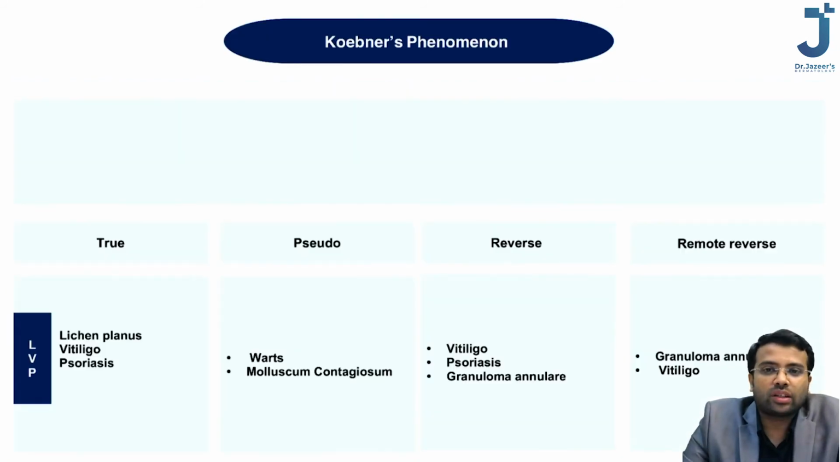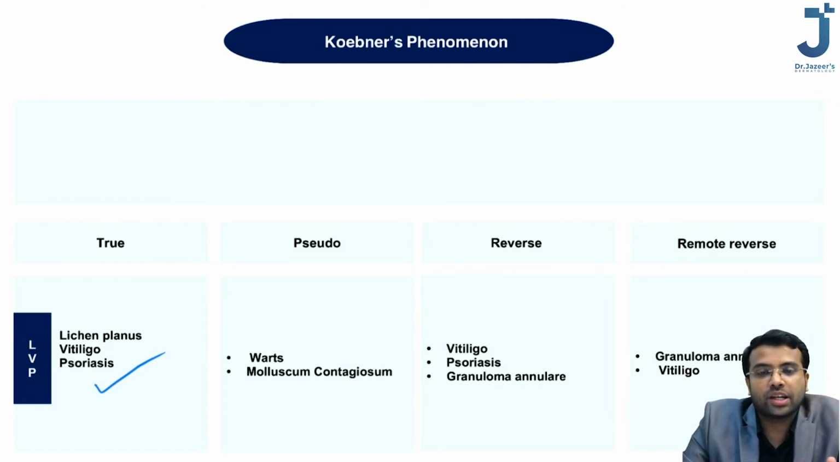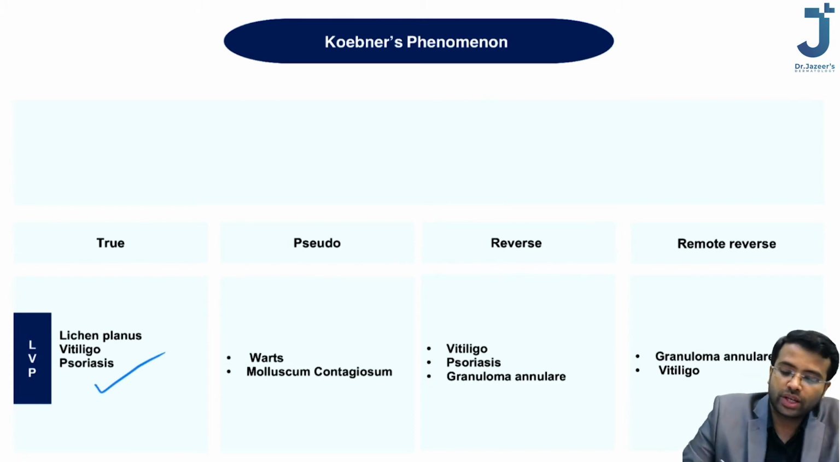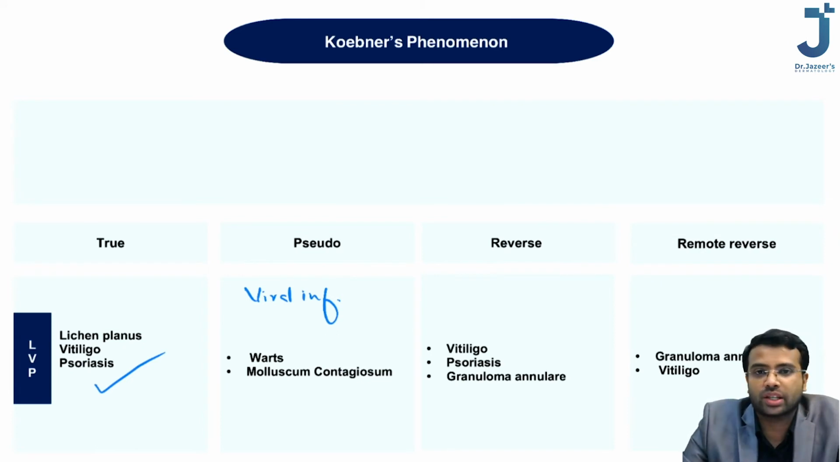So let us see the various types of Koebner phenomenon. The true Koebner phenomenon which we discussed just now is where a skin lesion develops at the site of trauma, seen in LVP. Now there is sometimes a phenomenon called the pseudo-Koebner phenomenon. This is usually seen in viral infections, where there is auto-inoculation of the virus. So this is seen in warts as well as in molluscum contagiosum.